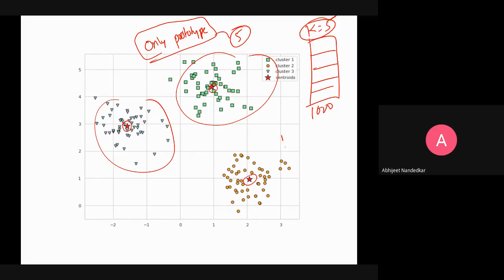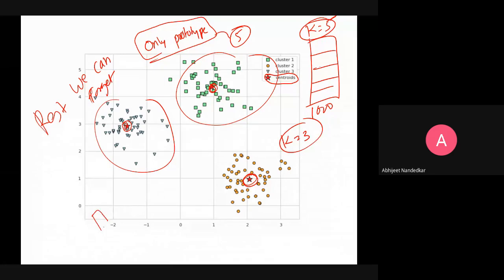In this case, say k is equal to 3. So I'm just remembering these star points, and the rest we can forget. We can throw this data away. Just remember the star points, that is the centroids of your clusters. Then if you have any test sample, say like this, just calculate distances with these centroids and take a decision. So that is the beauty of this algorithm. After processing the data, you just have to remember the centroids.